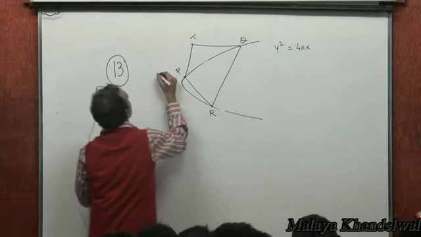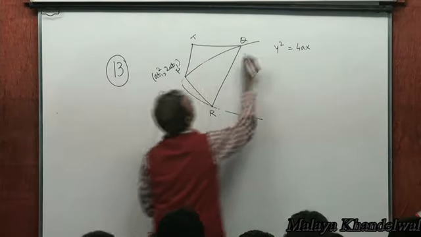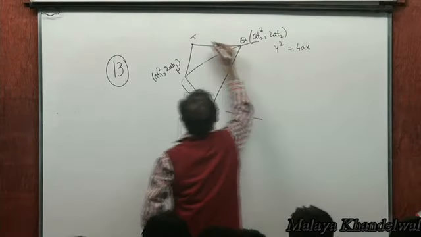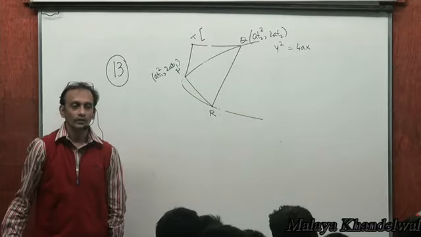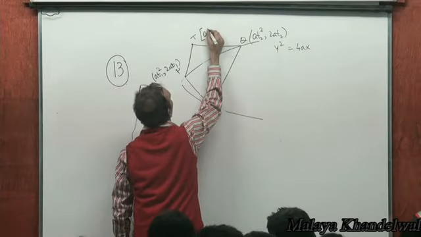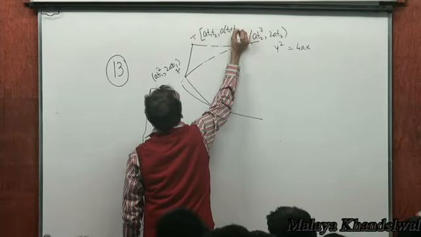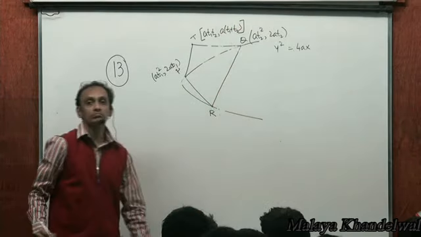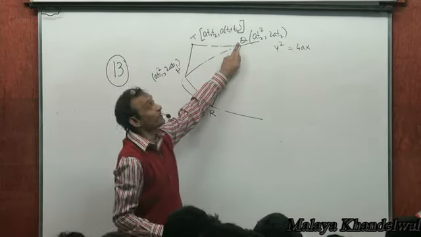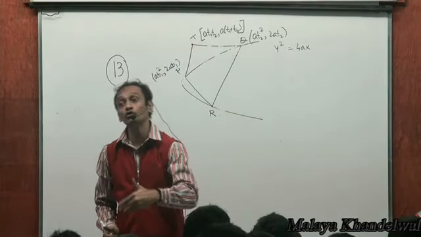See, if P is (at1 squared, 2at1), Q is (at2 squared, 2at2). What would be T? (at1t2, a(t1 plus t2)). See, normals drawn at t1 and t2 intersect again on the parabola. Therefore, they must subscribe to a condition: t1 t2 equal to 2.